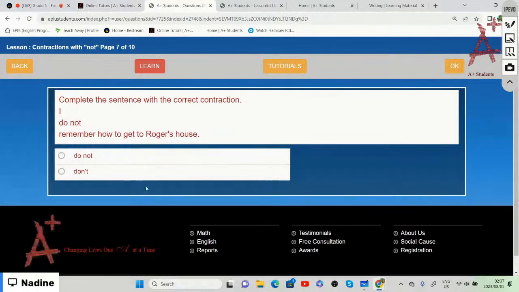All right, so if we choose the correct word, then we will say don't, right? So do not is don't. So well done.